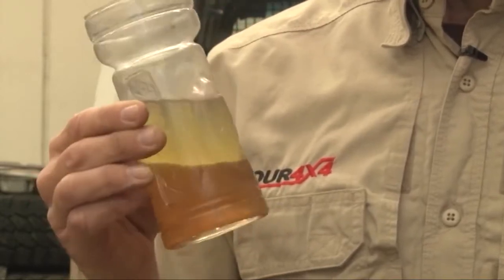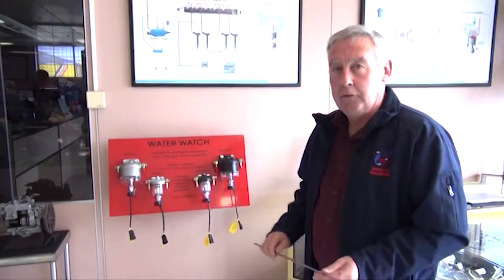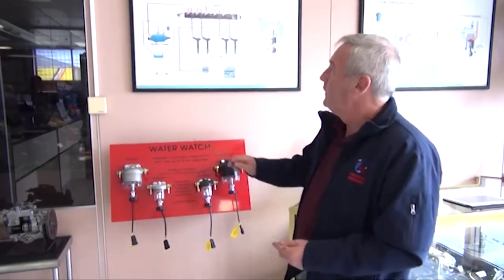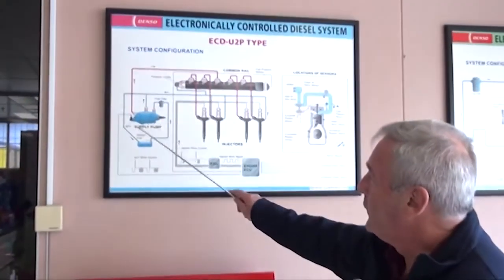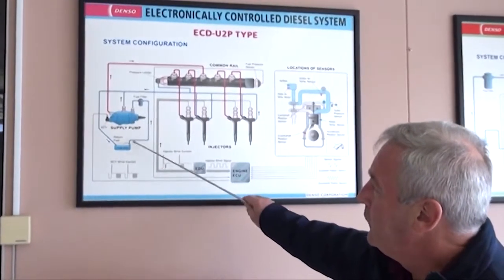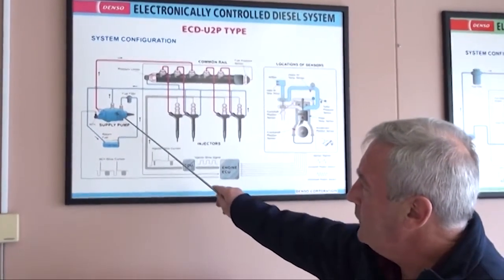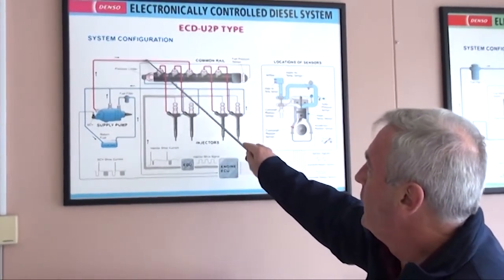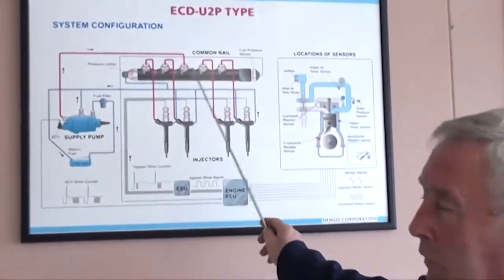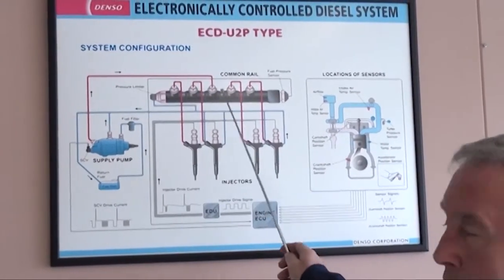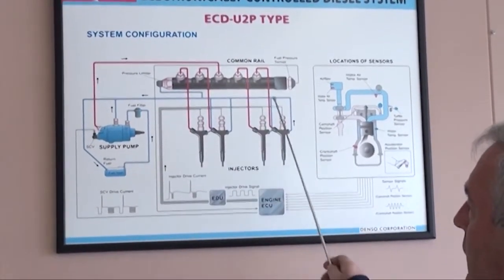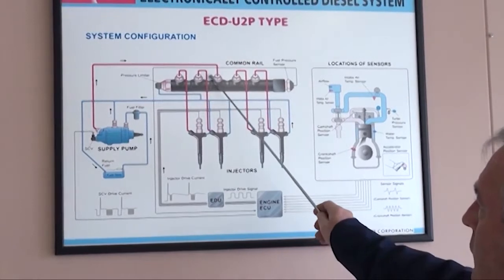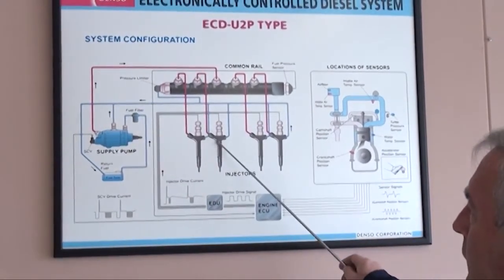Firstly, a small explanation of the operation of common rail. Using this diagram, we have a supply pump here which draws fuel from the fuel tank. This supply pump pressurises the fuel, comes up to what we call the common rail. It's called common rail because it's common with all injectors. This high pressure fuel is then supplied to the injectors.